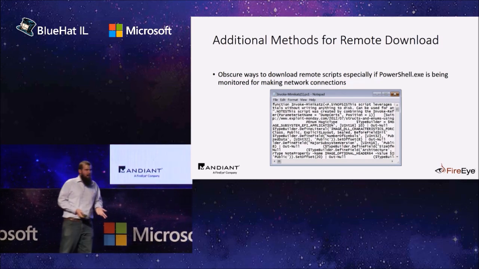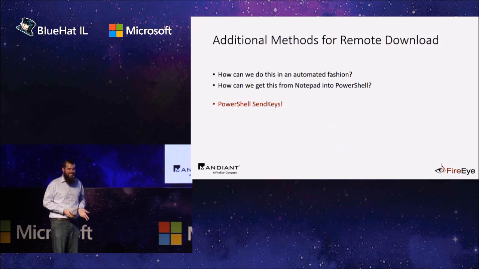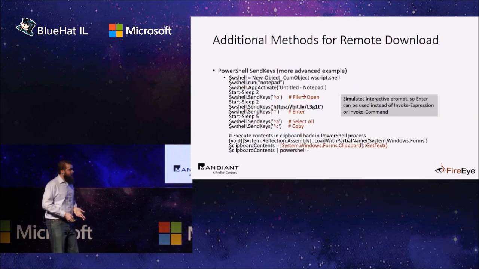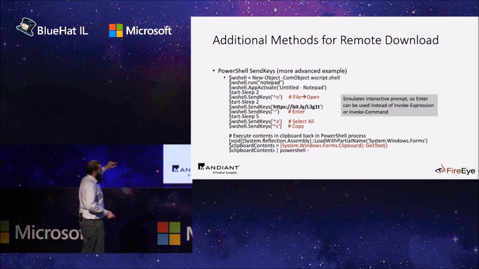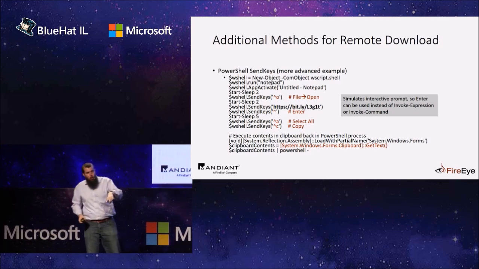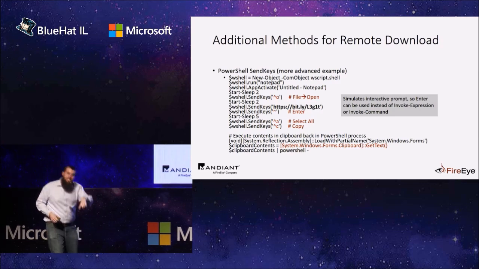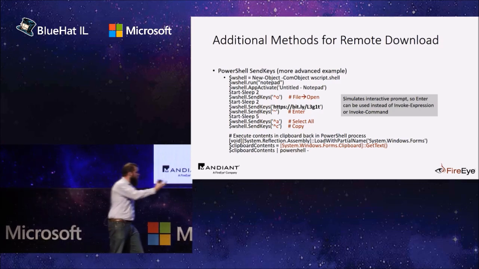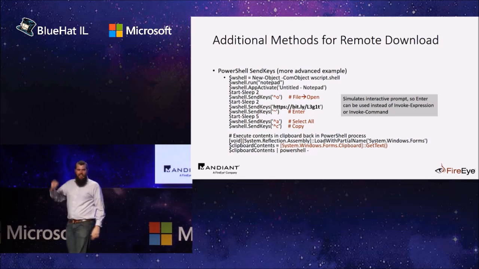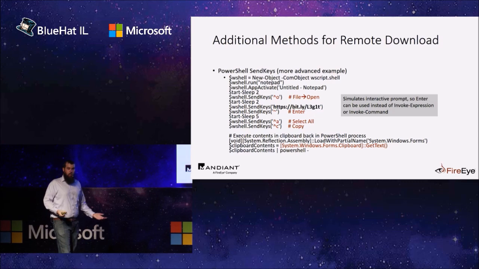So this got me thinking, how can I automate this? Well, there's this great little class called SendKeys that you can have a lot of fun with. In this example, PowerShell uses SendKeys and the COM object to spawn Notepad, and then enters the keys: Control-O to open, types in the URL, Control-A to select all, Control-C to copy all, and this last part of the command will basically rip the contents out of the clipboard and execute it, and PowerShell never made a network connection. Is that not crazy?